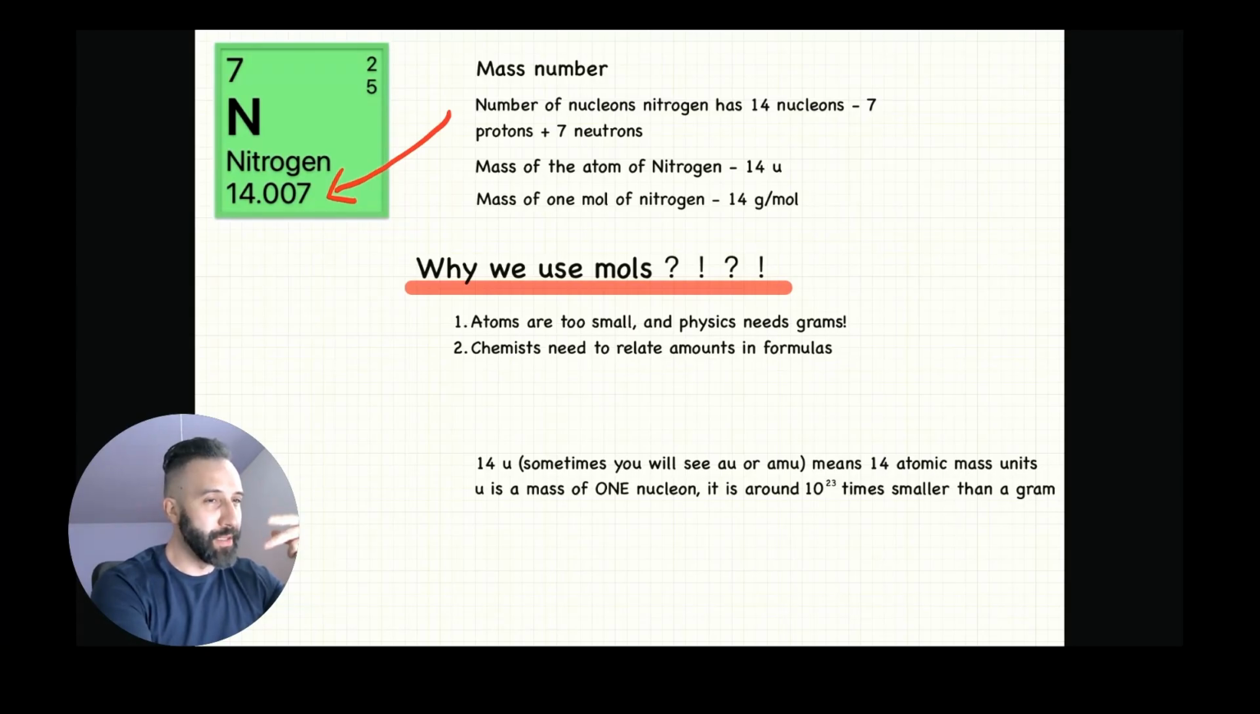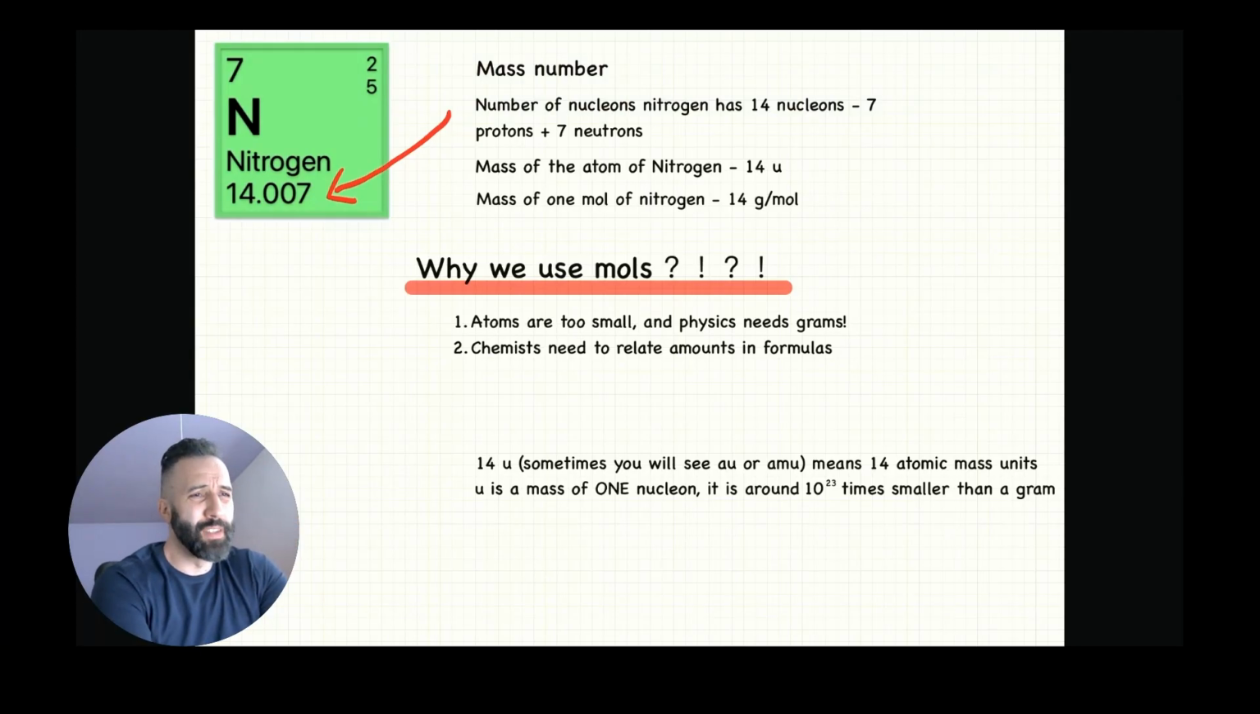But that mass is expressed in units called atomic mass units. You can see them in different books, and even the AP curriculum, as AMU or AU or just U, and that just means atomic mass unit. So one atomic mass unit equals the mass of one nucleon. And since nitrogen has 14 nucleons, its mass equals 14 atomic mass units, because the electron mass is 1,800 times smaller than the mass of nucleons, so it doesn't count.